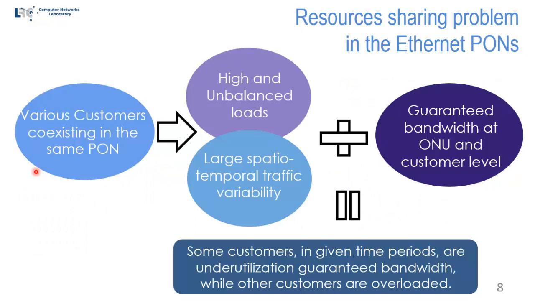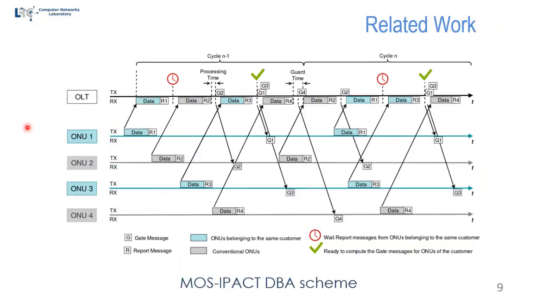Moreover, diverse customers coexisting in the same optical network infrastructure create several challenges for the design of optical network algorithms. Particularly, bandwidth distribution will be highly affected because these customers request high and unbalanced load with large spatio-temporal traffic variability. Moreover, DBA algorithms just guarantee bandwidth at the individual ONU and customer level. As a result, some customers in a given time period are underutilizing their guaranteed bandwidth while other customers are overloaded.